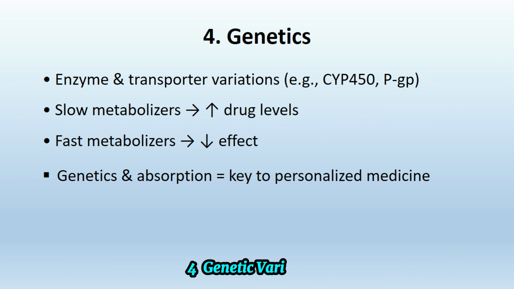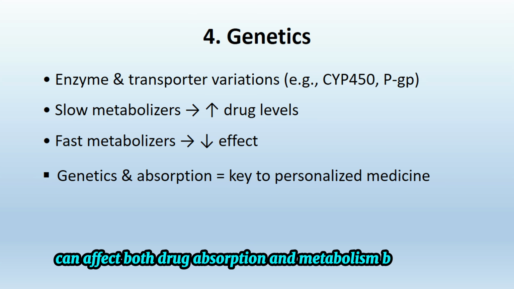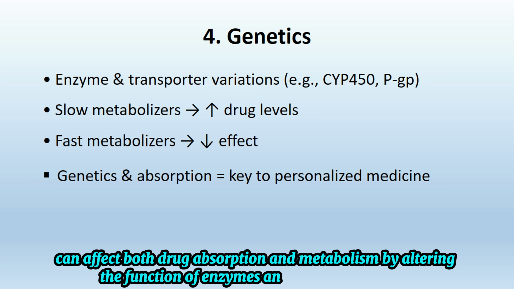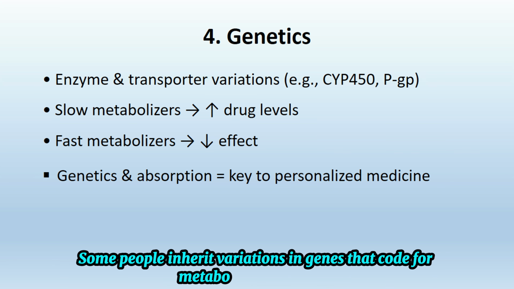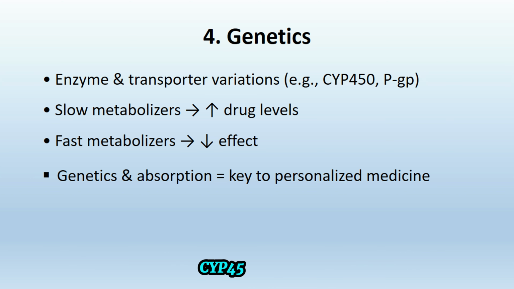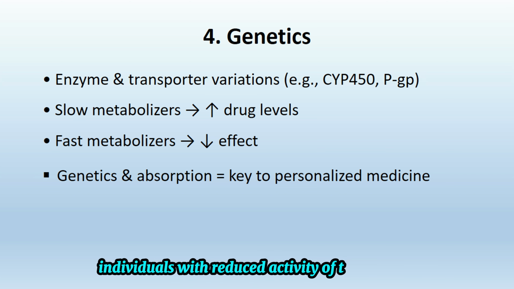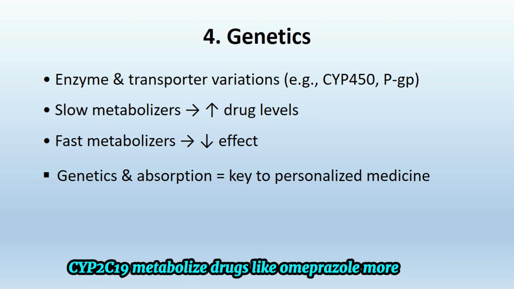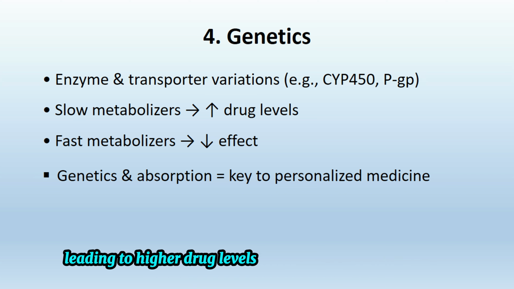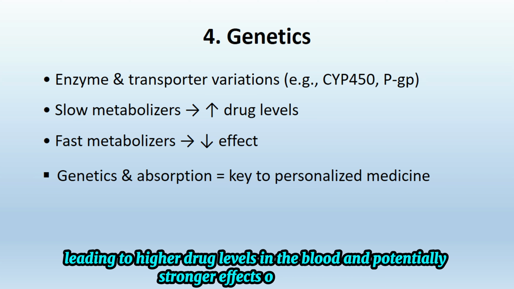4. Genetic variations. Genetic variations, or genetic polymorphisms, can affect both drug absorption and metabolism by altering the function of enzymes and transport proteins. Some people inherit variations in genes that code for metabolic enzymes like the cytochrome P450 enzymes, or for drug transporters such as P-glycoprotein. For example, individuals with reduced activity of the enzyme CYP2C19 metabolize drugs like omeprazole more slowly, leading to higher drug levels in the blood and potentially stronger effects or side effects.